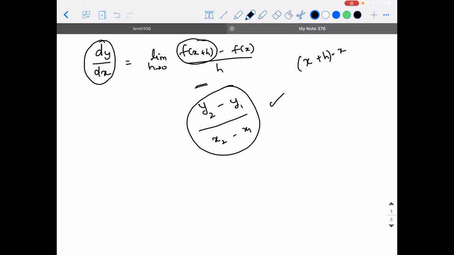When you wrote the slope of a line in your 11th standard, when you studied under the straight lines chapter, did you use the concept of limit anywhere? You just wrote it as y2 minus y1 by x2 minus x1. It's an accurate value. Whereas here also, y2 I can call as f of x plus h minus y1, I will call it as f of x, divided by x plus h minus x.